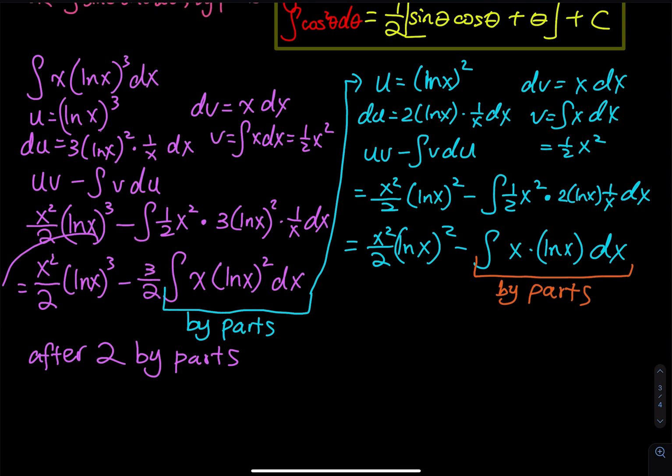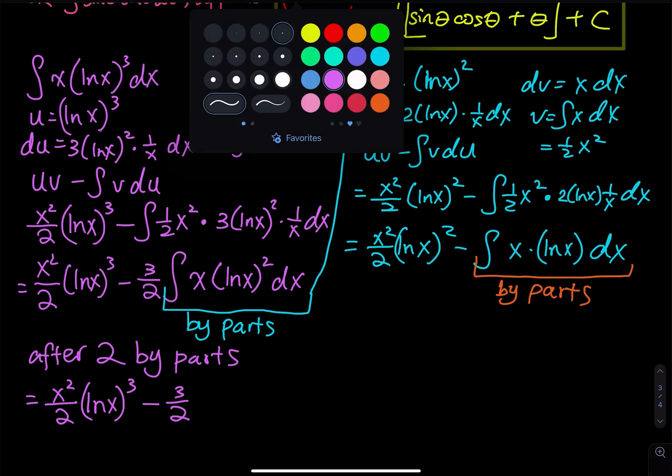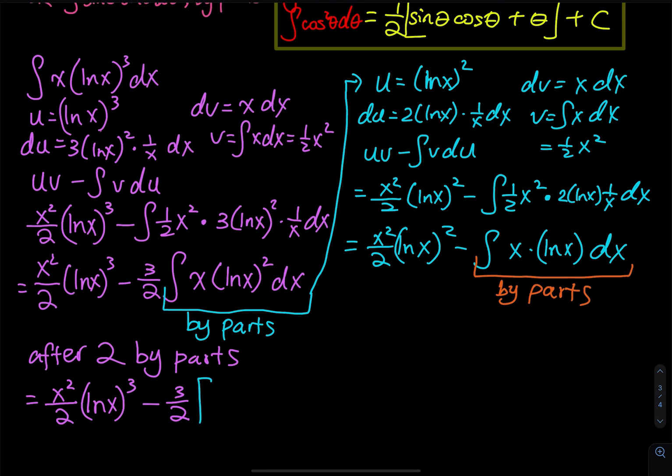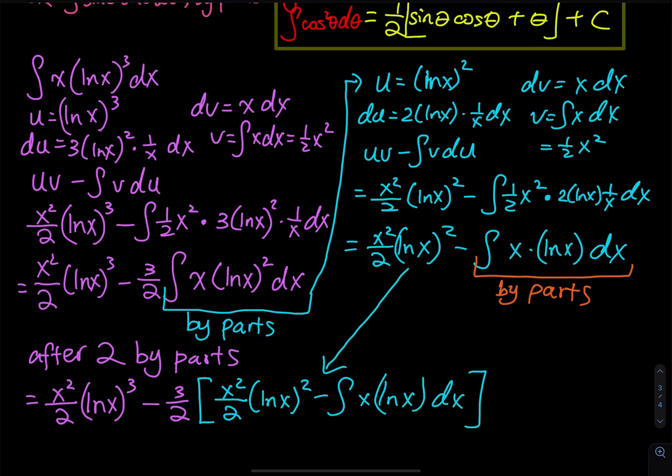So we have x squared divided by 2, and then ln x to the 3rd power, right? And then we minus 3 over 2, and then we have the blue by parts. So let's use a square bracket for that. Let's follow the color code, and then we have that multiplied by x squared divided by 2, and then you have your ln x squared minus the integral of x times ln x dx. Right? We just pull this part down right here.